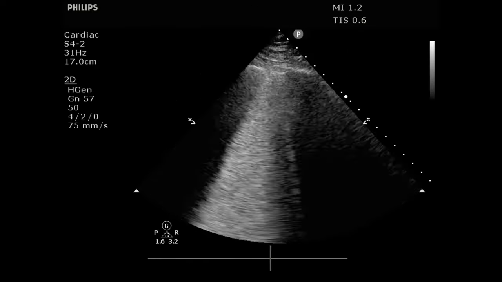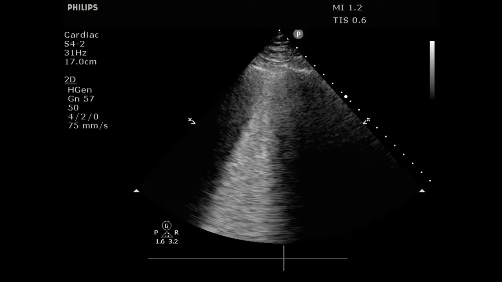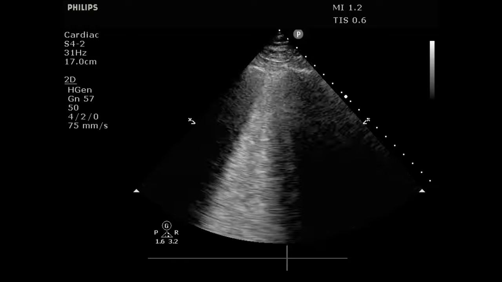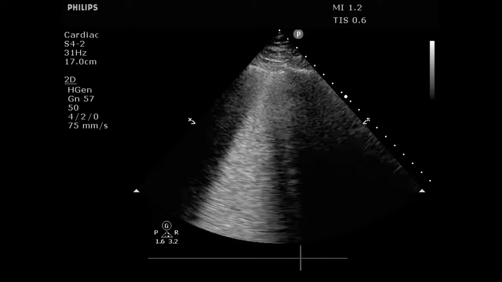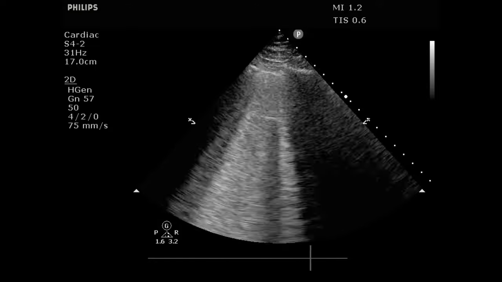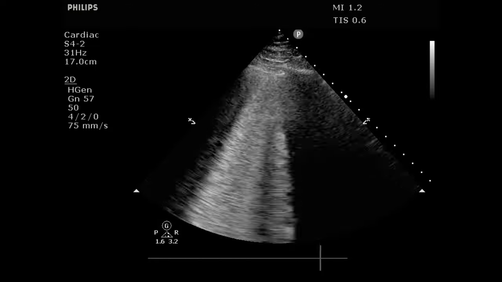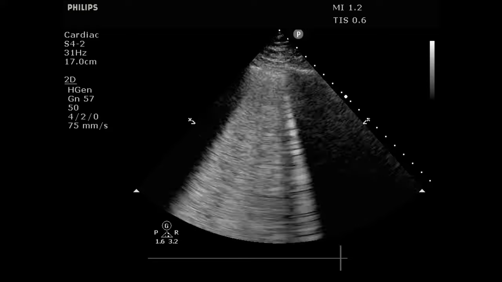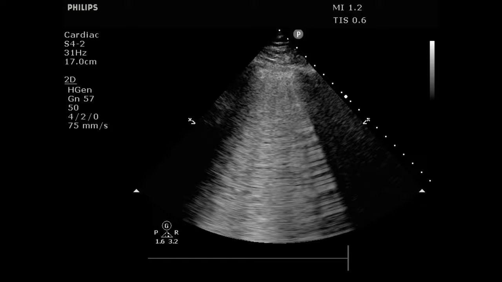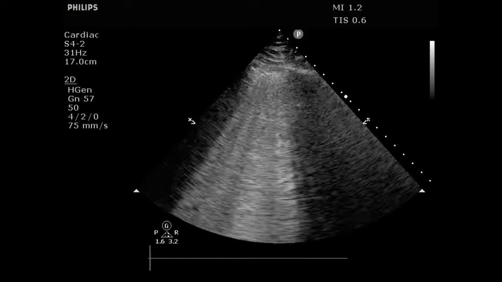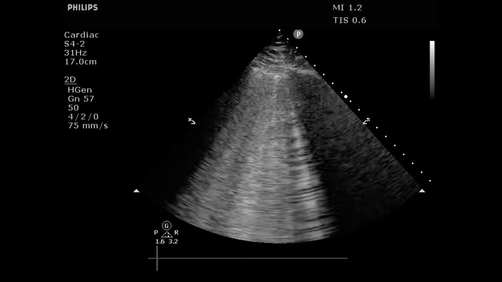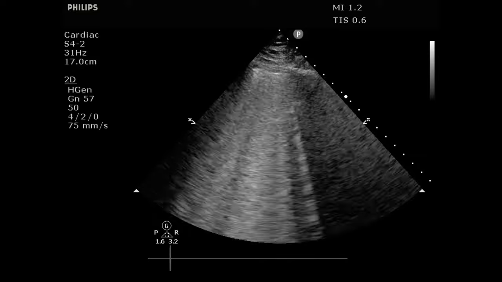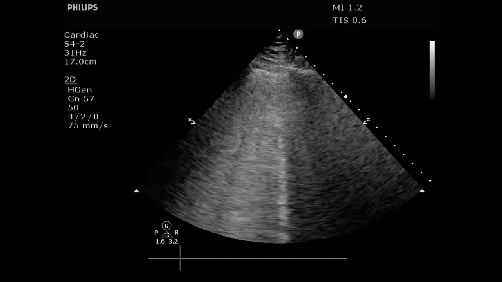Contrast that with B lines, which are these bright white lines that originate from the pleura, right? They go all the way to the bottom of the screen without fading, and you see them moving back and forth with the lung sliding. So they're emanating from the pleura, and this represents thickening of that interstitial space for whatever reason, right? We have a lot of different reasons we're going to talk about in a little bit, but this is the B line that can represent that thickening of the interstitial space, right?